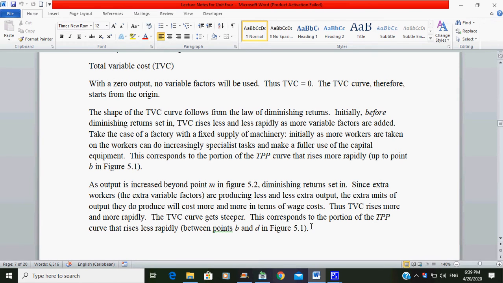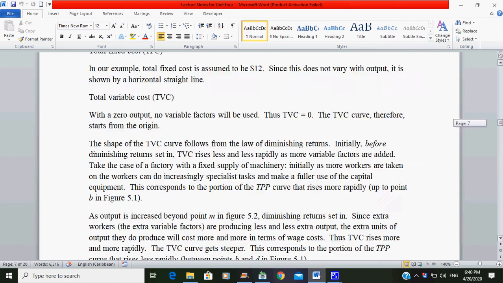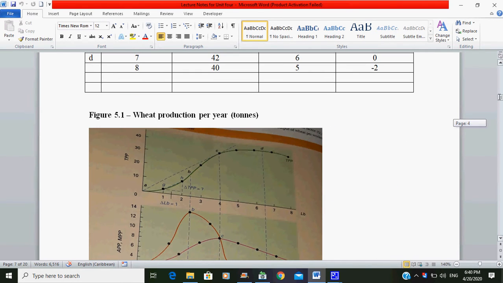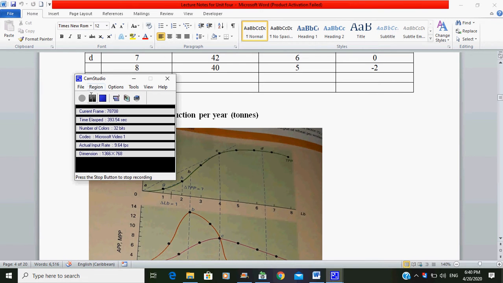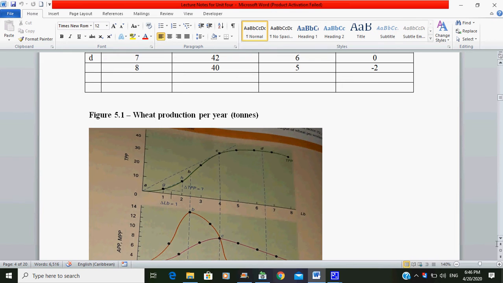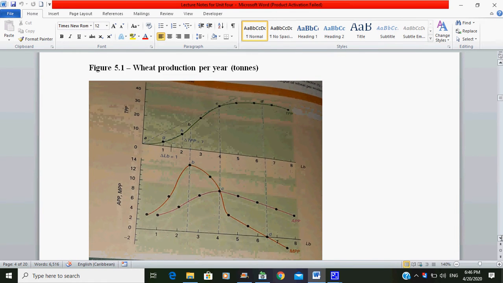This corresponds to the portion of the total physical product curve that rises less rapidly between points B and D in figure 5.1, which you have seen before. Right here, between B and D. Notice. So as you have seen right here a while ago, that's it.